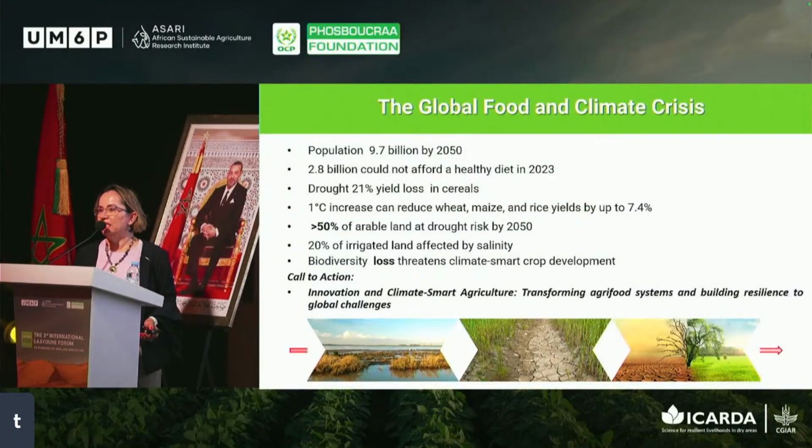50% of the arable land is expected, unfortunately, to be under drought affection. Currently, I also wanted to include that 20% of the arable area is affected by soil. You know that these are our challenges.